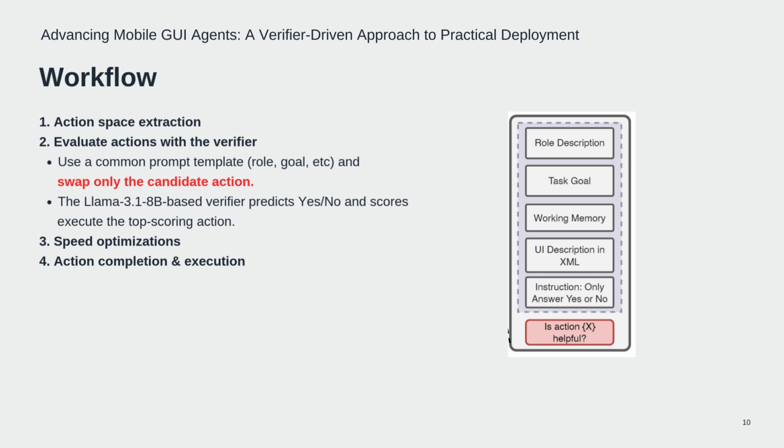Our verification model is a fine-tuned 8 billion parameter Llama-based model that outputs yes or no, and internally they interpret that along with its probability as a score. After evaluating all candidates, the agent selects the highest scoring action as the chosen action for this step.